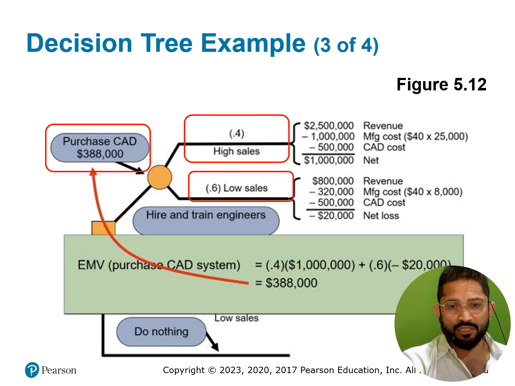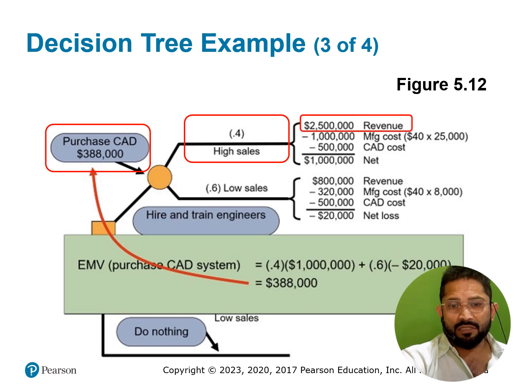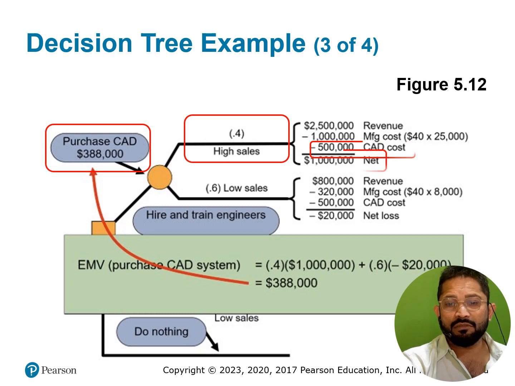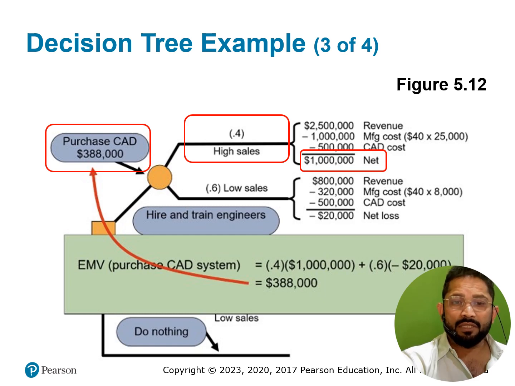is 60% chance. If high sales occur, revenue would be $2,500,000. Manufacturing costs are calculated at $40 per unit for 20,000 units, totaling to $1,000,000. CAD costs, the investment in the system, are $500,000, and therefore the net profit in this scenario would be $100,000, that is $100,000.